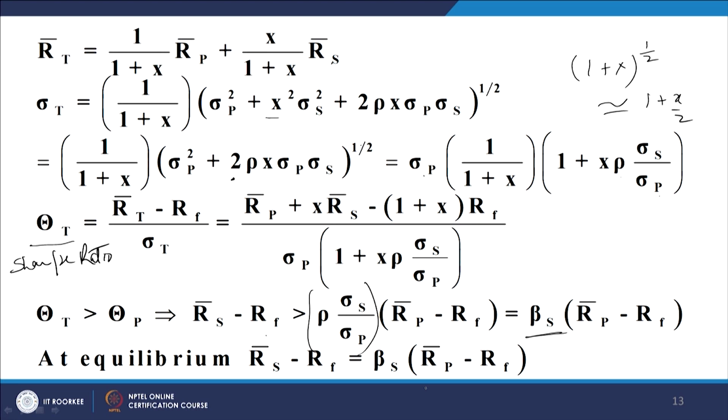Why? Because if either side is greater, if this is greater, I will keep on investing in this, and if the reverse inequality holds, I will do shorting. I will take a short position in this, and again I can improve my portfolio. So, the net result is that at equilibrium the equality must hold. If this is greater than this, then I will invest in this, and if this is less than this, I will short this particular security, and again I will improve my Sharpe ratio.